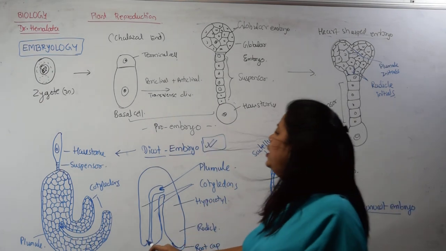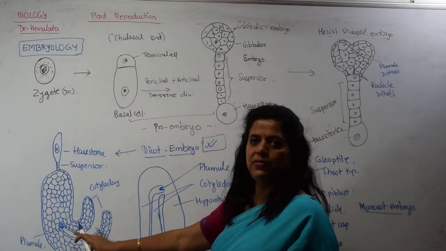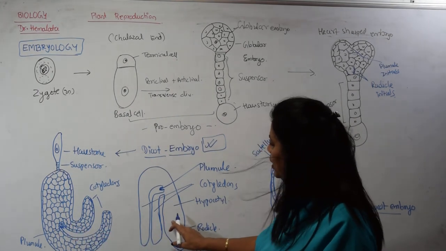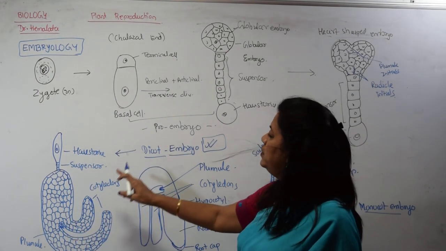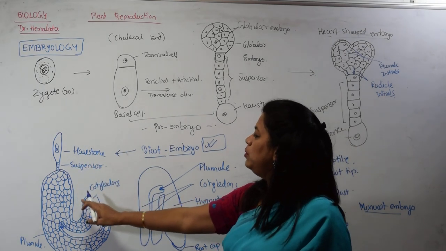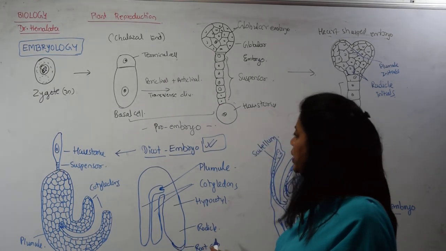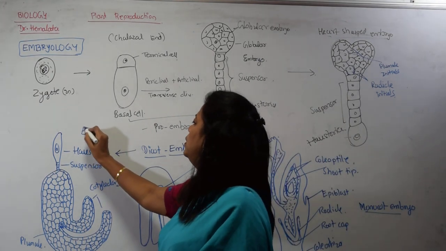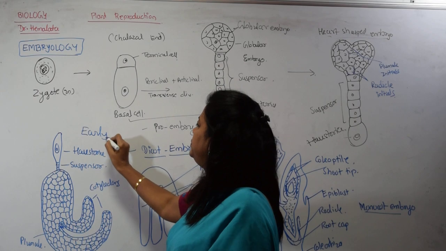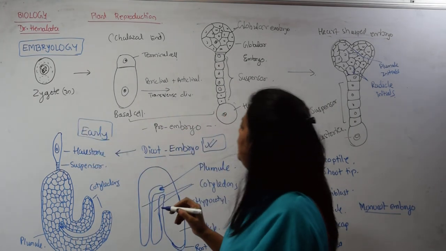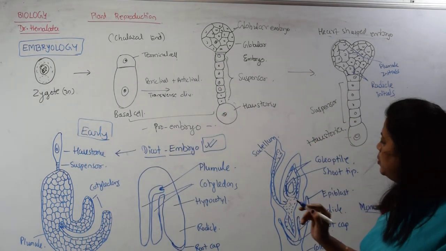This you draw, and if they say the early embryo is this. Actually if you draw this, it's a very simple one, but if they ask for the early development of the dicot embryo, it means you have to draw this. Right? This is the early embryo, this is the fully developed embryo. This is the early stage. Okay? Now, next is about the monocots.